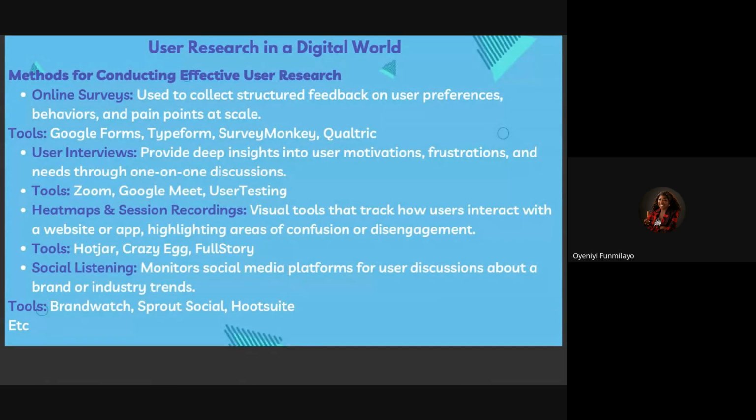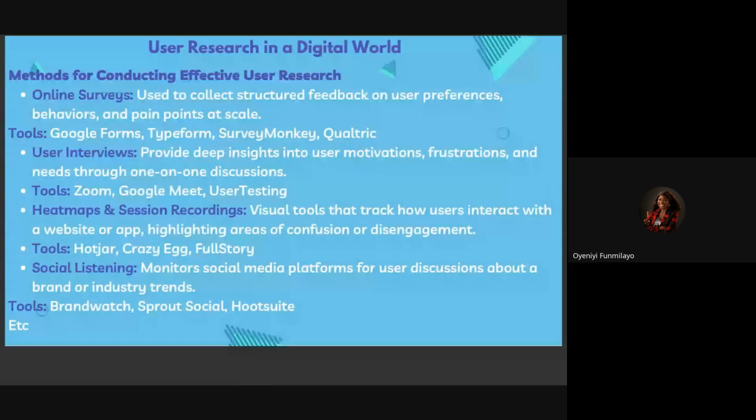So over here, I said these are methods for conducting effective user research. We have online surveys. We said it is used to collect structured feedback on user preferences, behaviors, and pain points. So these are some of the tools you use. Remember in our first class, I listed a lot of tools that we can use to do things. You have Google Form, Typeform, SurveyMonkey, and Qualtrics. You can use all of these to do your online surveys.